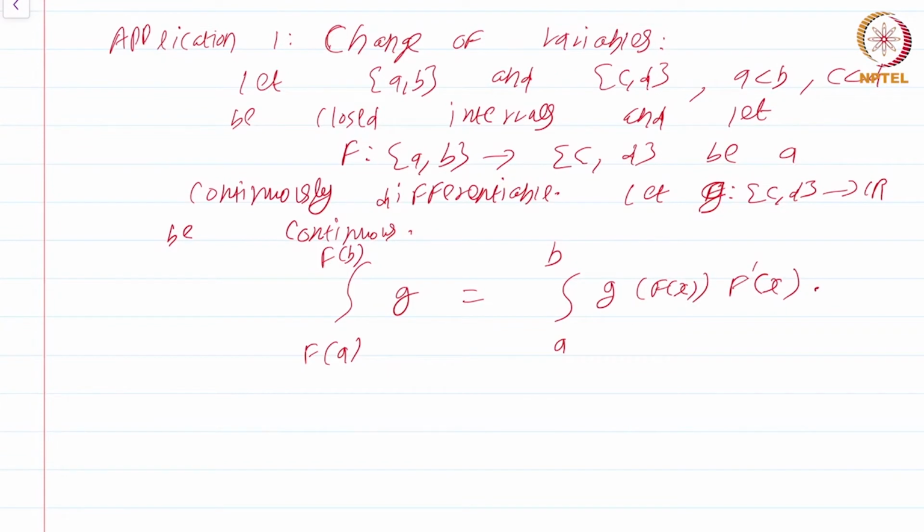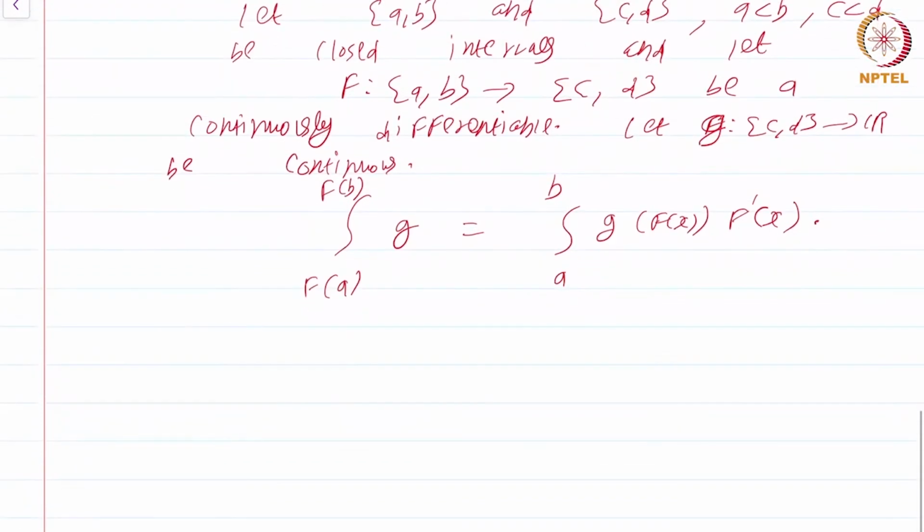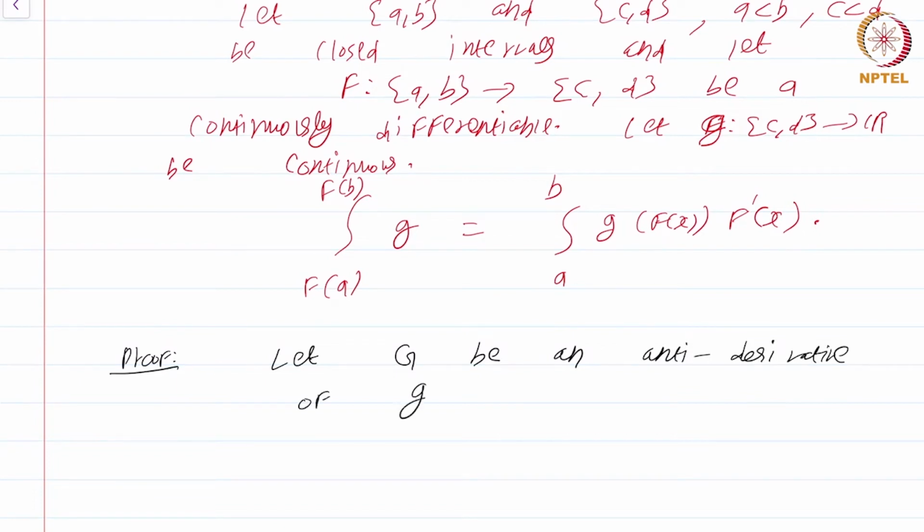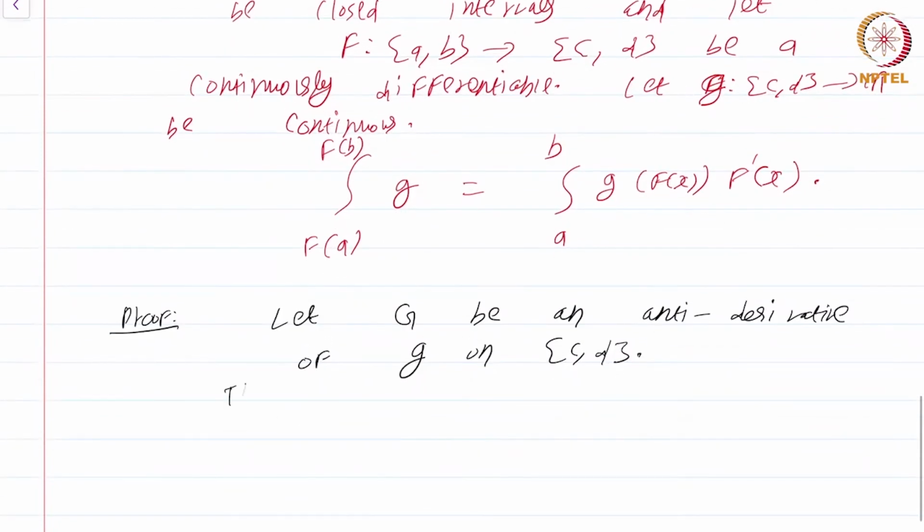Okay. So why is this true? Let's see a proof. Now let capital G be an antiderivative of g on [c, d]. Such an antiderivative exists because the function g is given to be continuous.